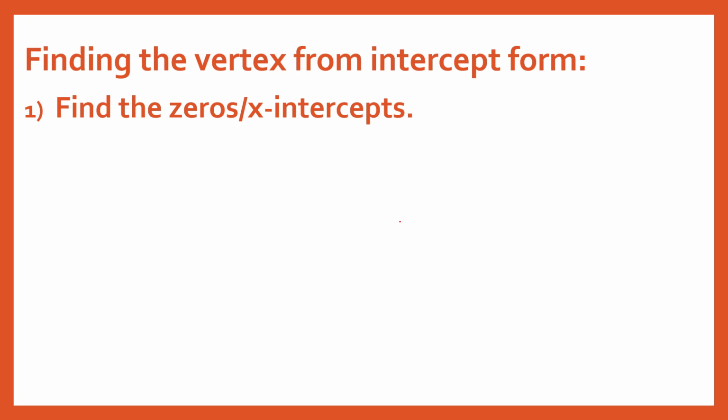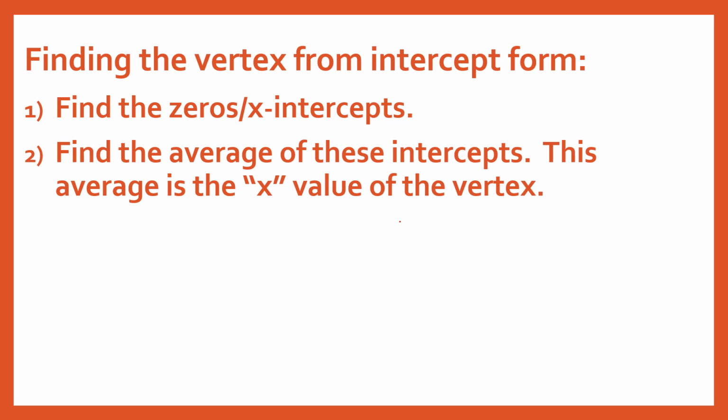First, find the zeros or your x-intercepts. Remember, we'll do that by setting whatever your roots are, whatever your factors are, equal to 0. When you set them equal to 0, then you can solve to identify your value of x, and those would be your x-intercepts. Second, find the average of these intercepts.